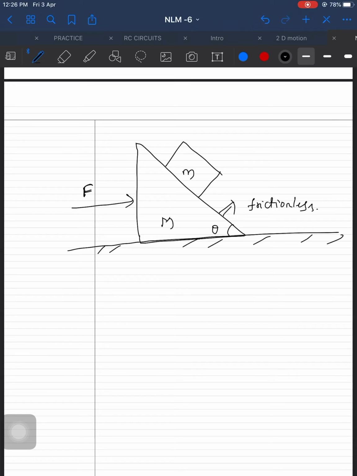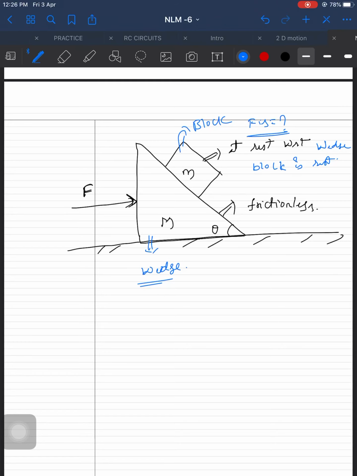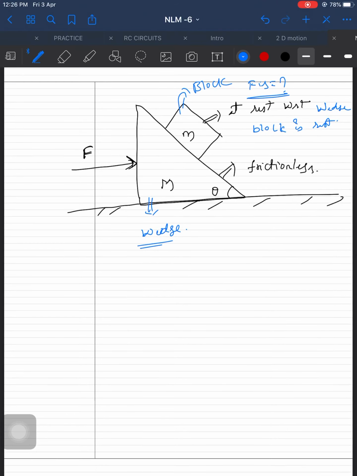How much force F should be applied such that the block m is at rest with respect to the wedge? This is called the block, this is called the wedge. With respect to the wedge, the block is at rest. Find F. F is equal to how much, so that the block will be at rest.